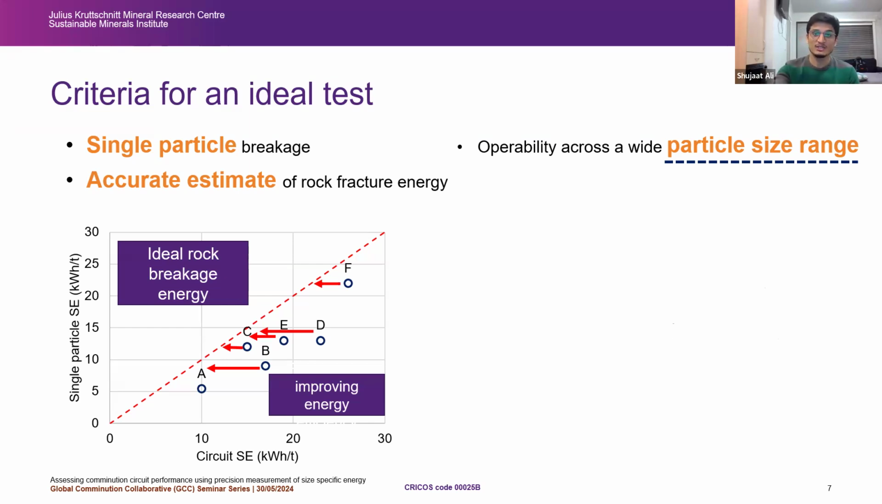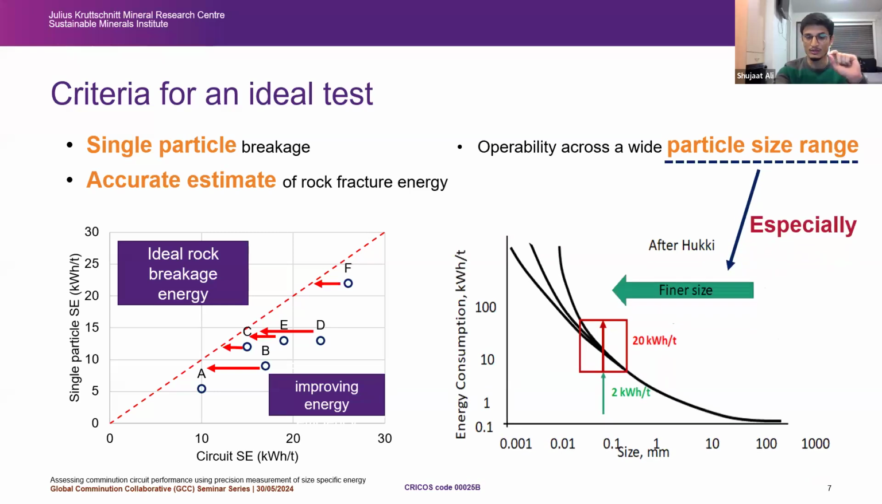Why? Especially, a wide particle size range is super important in the fine sizes, because we are looking at the Hukki curve that really emphasizes that energy is relatively marginal in the coarse size range, but it really kicks off exponentially at the fine size ranges. As you see, at around 100 microns it went straight from 2 kilowatt hours up to 20 kilowatt hours. We see that, right? So this is important, that our test needs to cater for those fine size ranges as well, right?